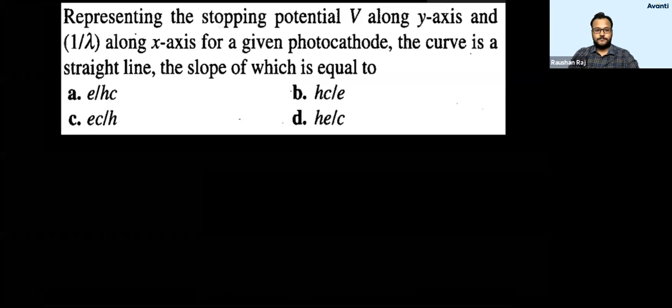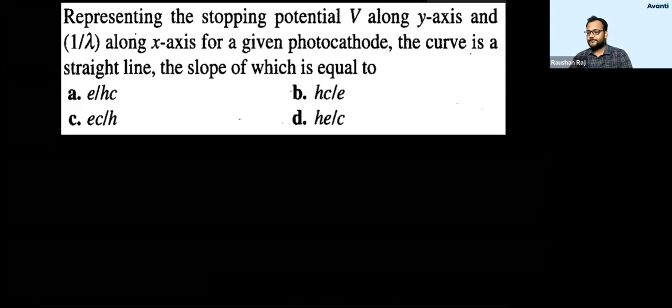चलो बच्चा आंसर करो. Representing the stopping potential V along y-axis and 1 by lambda along x-axis, for a given cathode, the curve is a straight line, the slope of which is equal to. What will be the slope? Slope क्या होगा?